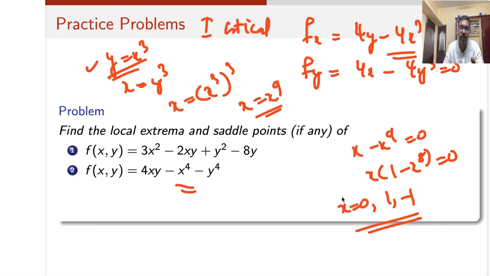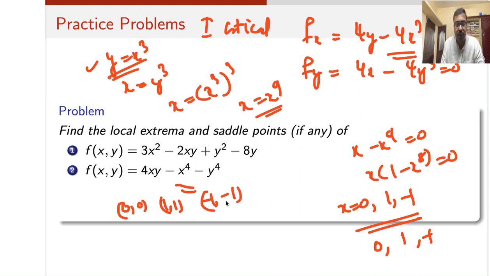So when x is 0, what is your y? Your y is x cube, so your y will be 0. When your x is 1, your y will be 1. And when your x is minus 1, your y will be minus 1. So my critical points are three points: (0, 0), (1, 1) and (minus 1, minus 1). Now let us try to find which of them are the maxima, minima, saddle points, etc.